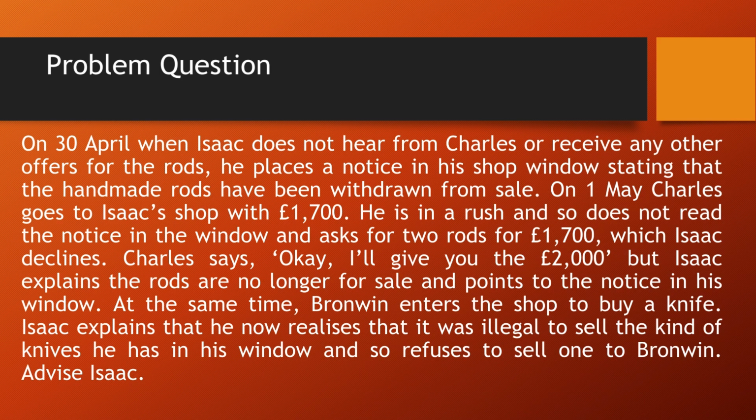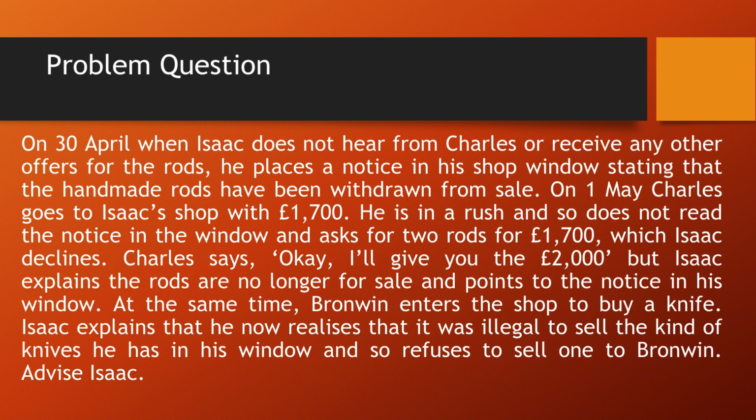On 1st May, Charles goes to Isaac's shop with £1,700. He's in a rush. He does not read the notice in the window and asks for two rods for £1,700, which Isaac declines. Charles says, "Okay, I will give you the £200," but Isaac explains the rods are no longer for sale and points to the notice in his window.